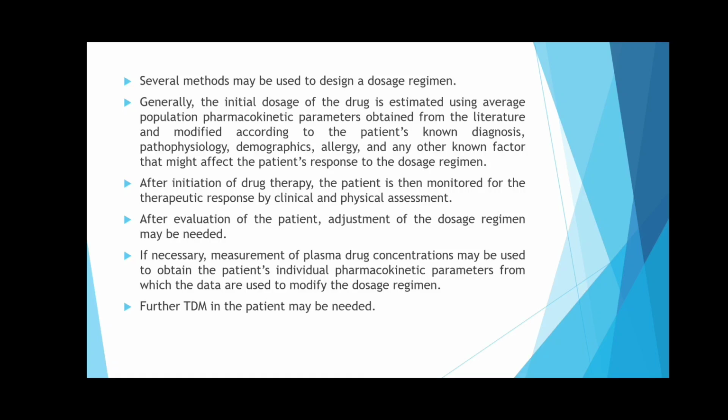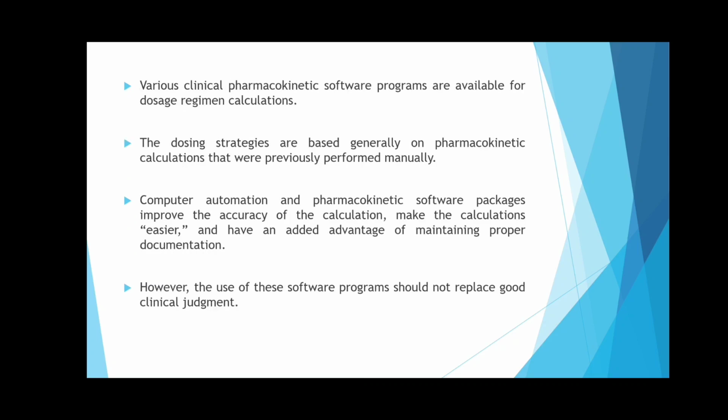If necessary, measurement of plasma drug concentration may be used to obtain the patient's individual pharmacokinetic parameters from which the data are used to modify the dosage regimen, and further TDM in the patient may be needed.